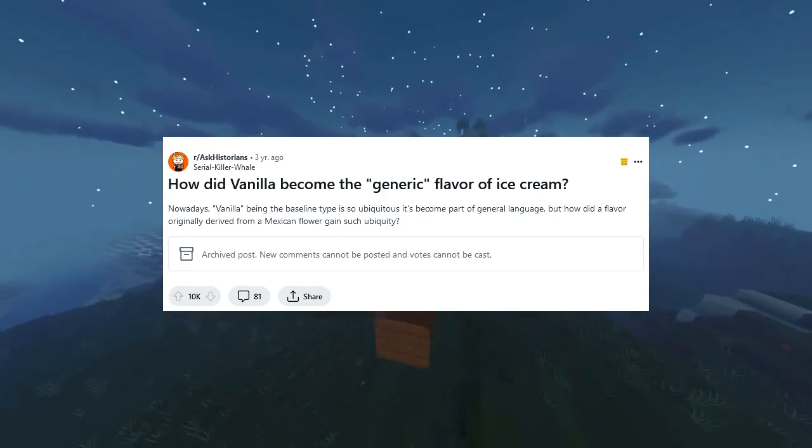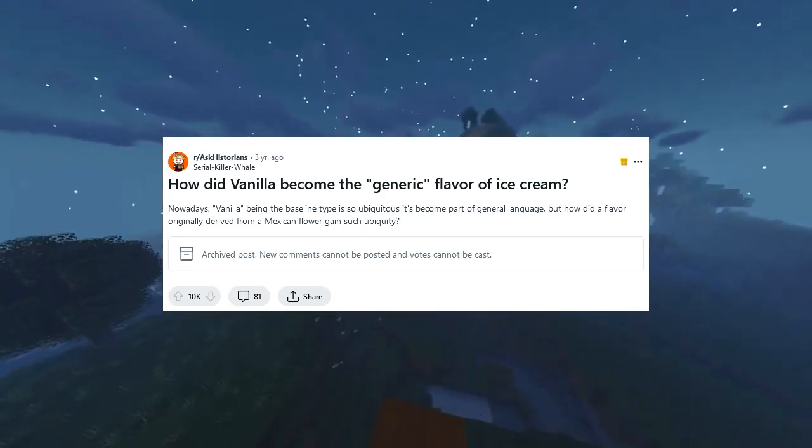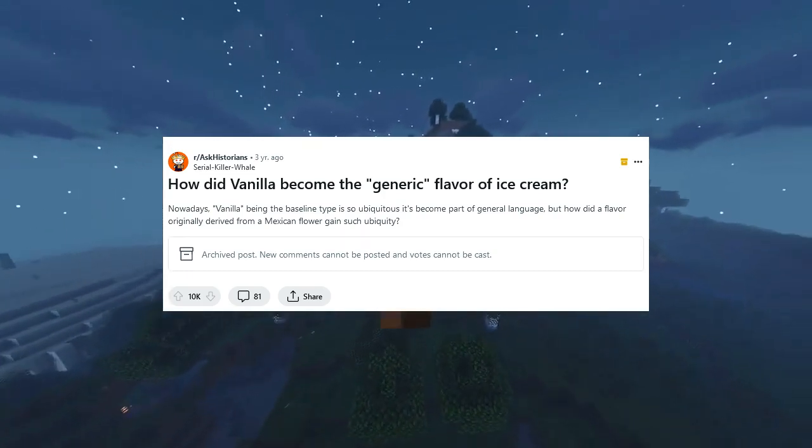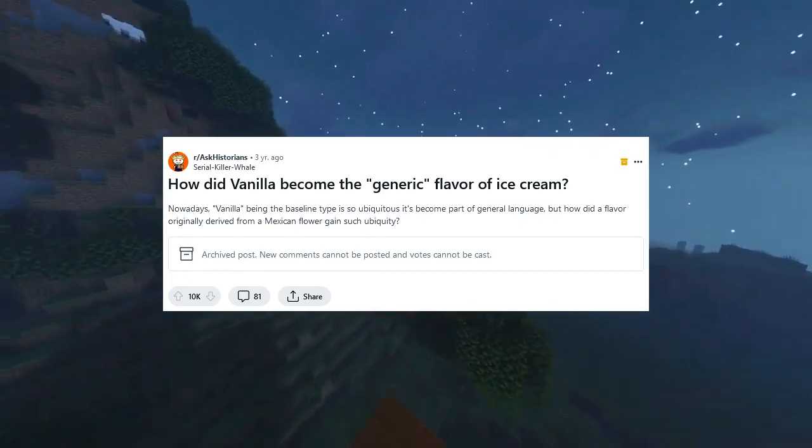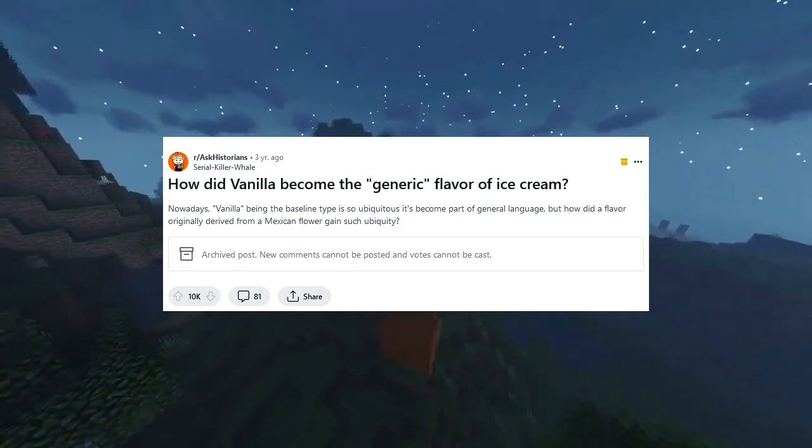How did vanilla become the generic flavor of ice cream? Nowadays, vanilla being the baseline type is so ubiquitous it's become part of general language, but how did a flavor originally derived from a Mexican flower gain such ubiquity?